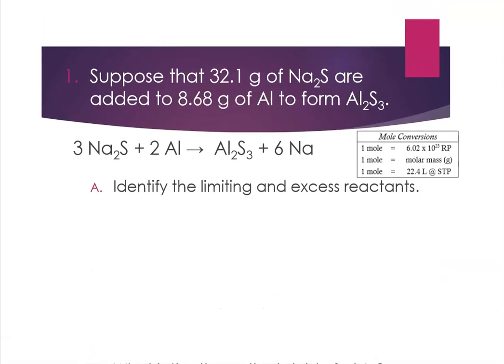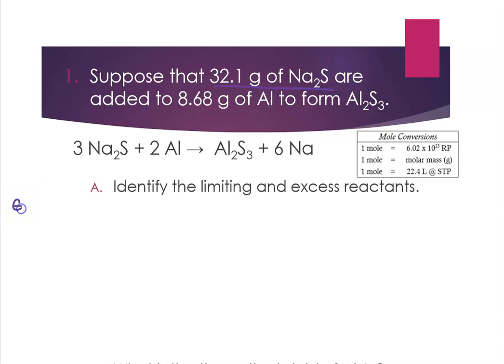For every limiting reactant problem, instead of the problem telling us one given and one find, we have two givens and one find. So we're going to use 32.1 grams of Na2S to figure out how much Al2S3 I can make. And then we're going to use the 8.68 grams of Al to figure out how much Al2S3 I can make. So I'm going to solve for the same thing, and that will tell me which one of my reactants is going to give me the least amount of product. All right, so we'll start with what we're given.